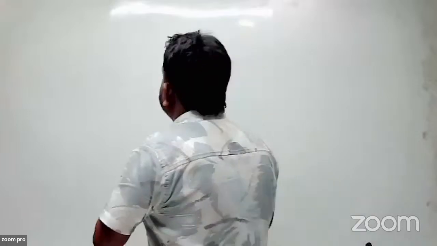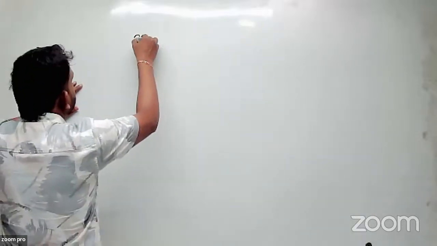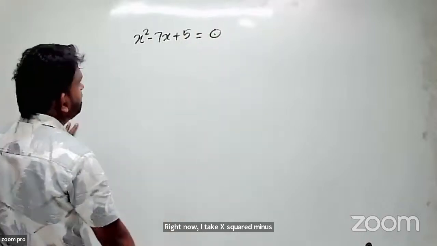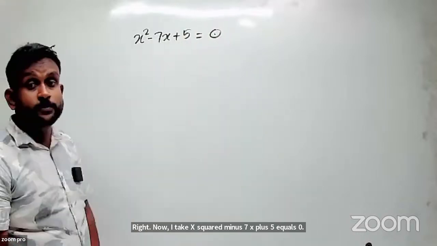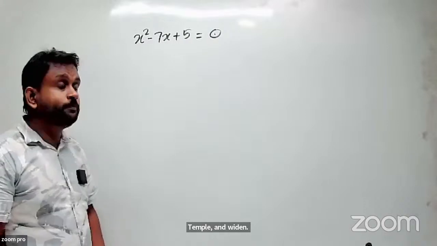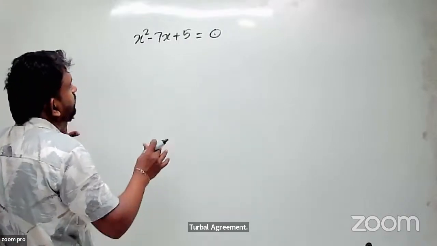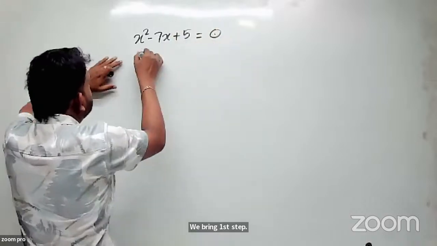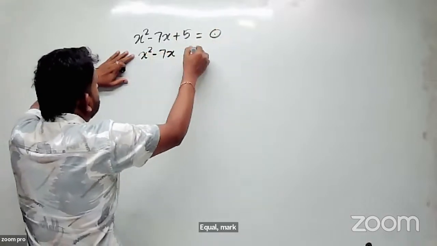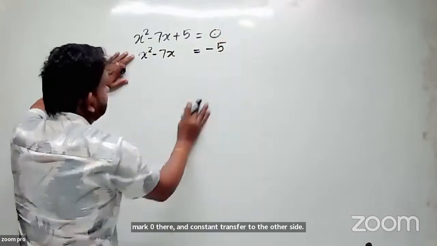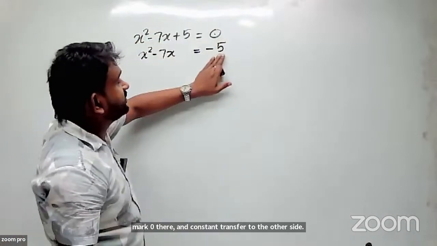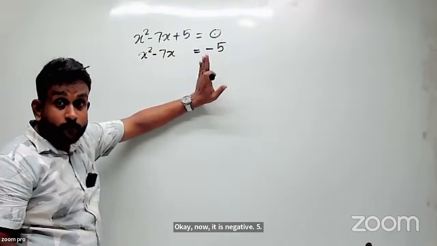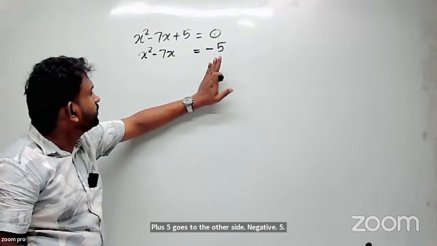Right. Now I take x squared minus 7x plus 5 equals 0. Okay, so what do we do? First step, we bring the equal mark 0 there and transfer the constant to the other side. Okay, now it is negative 5. Plus 5 goes to the other side, negative 5. Okay, then what do you do?